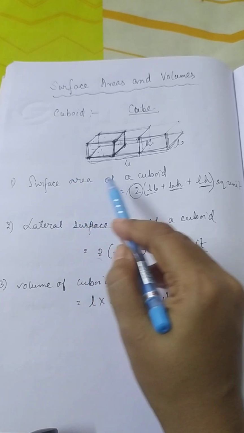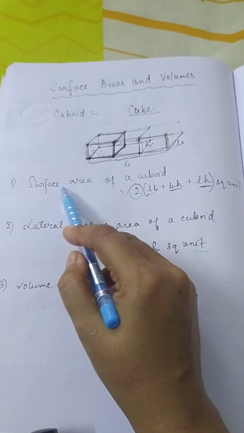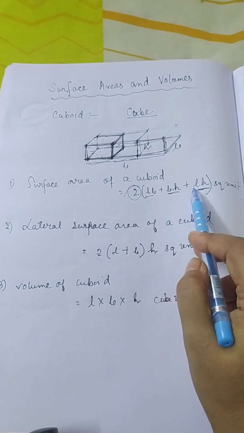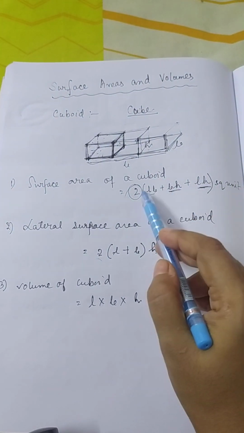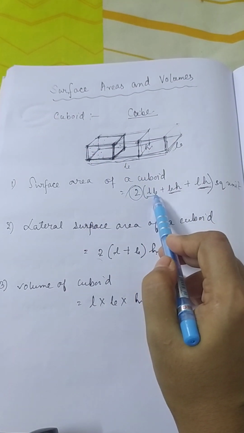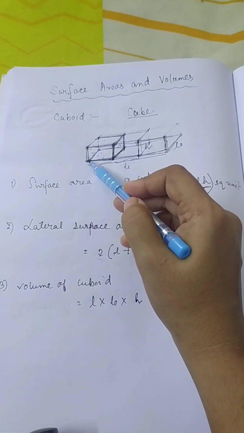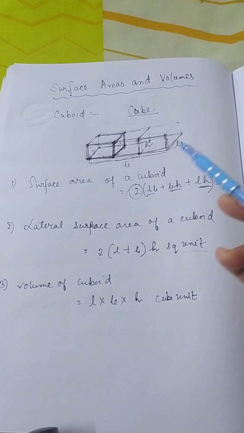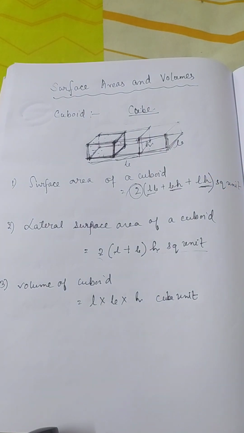So what would be the formula for the surface area of a cuboid? It will be 2(lb + bh + lh) square unit. Why 2? Because every time, suppose lb, that means length and breadth. If you find the area of the floor and the roof, what dimensions will you take into consideration? The length and breadth of that floor and roof. So as there are 2 faces, that's why it is 2lb.